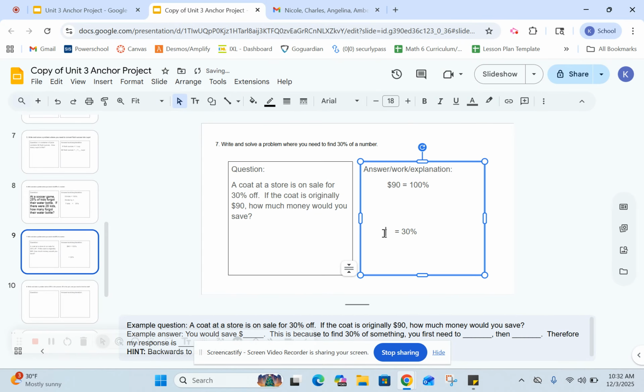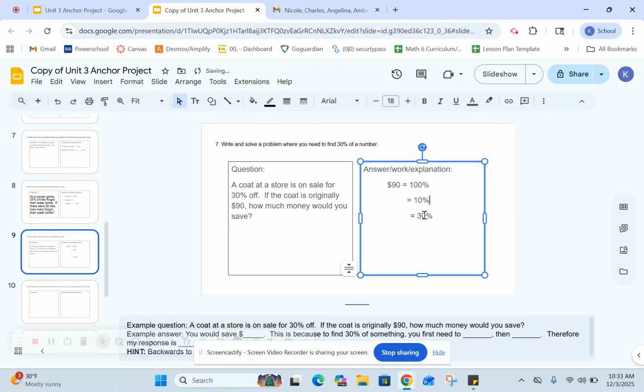So looking here, I left some space in the middle for a reason, because we cannot go directly from 100% to 30%. We need to find a middle stop. So let's think about the benchmarks that we know: 20%, 10%, 50%, 25%. Which of those would be helpful in this situation? That's right, 10% would be helpful in this situation because we can go to 10% and then multiply to go to 30%.